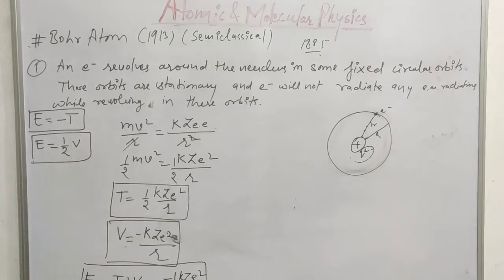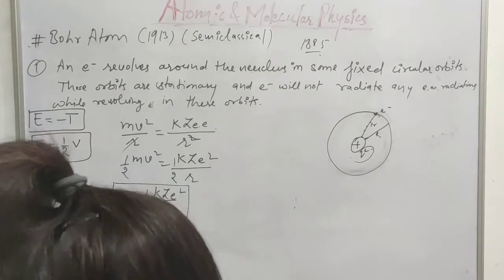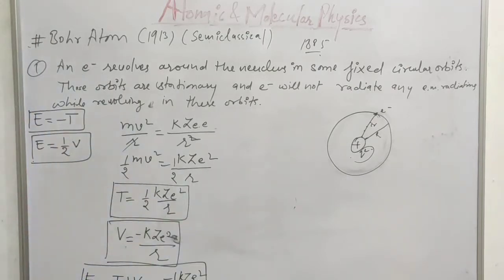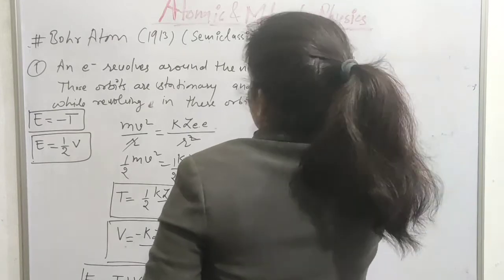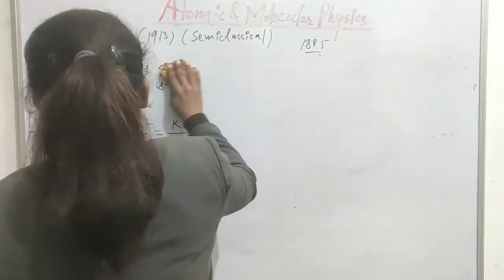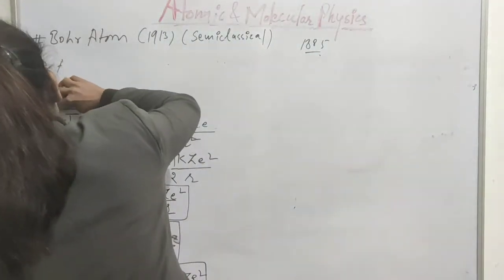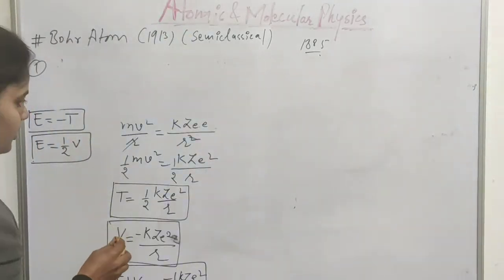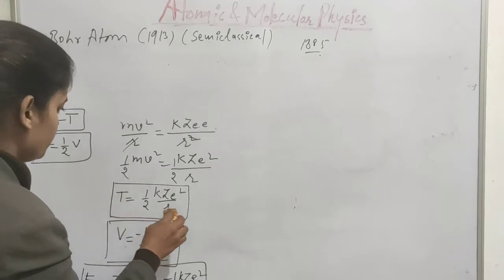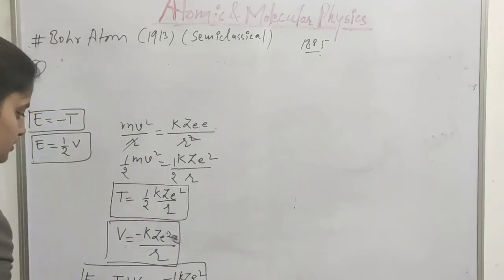So this was the first assumption of Bohr. Now we move towards the second assumption. Let me erase this. After that we will come to the second postulate. This expression is of importance, and this expression is also of importance, so I can't erase these. Second postulate.